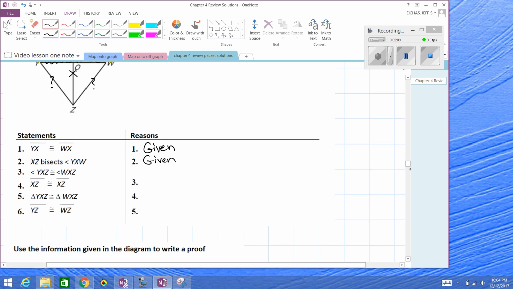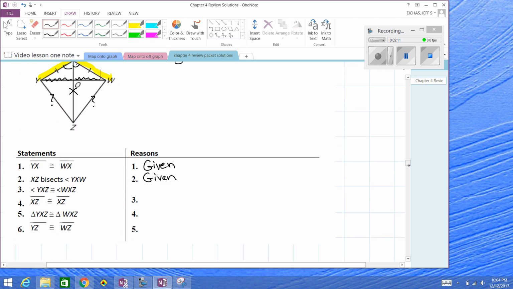Now we probably have to either draw a conclusion from them or use that reflexive. Let's see. Those angles, yep, those are the ones. So that is right here. What we can say is definition of angle bisector. That's one way to go. There are other ways, but that's one way. Okay. All right. XZ is congruent to itself. We can call that reflexive property.